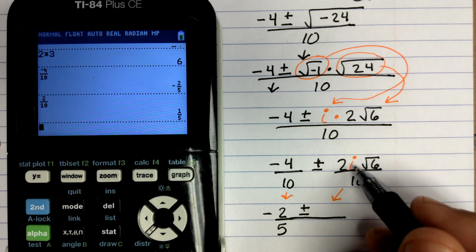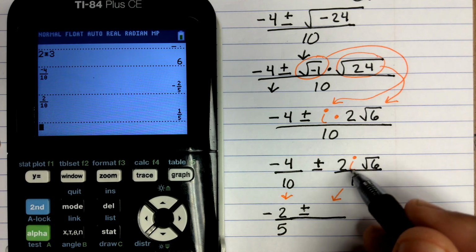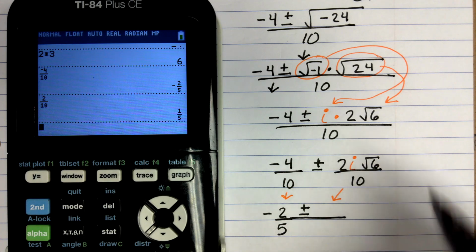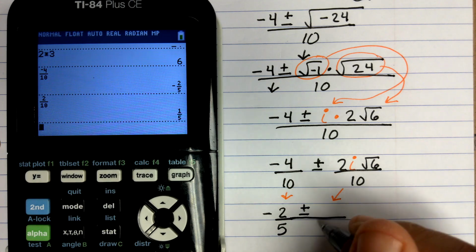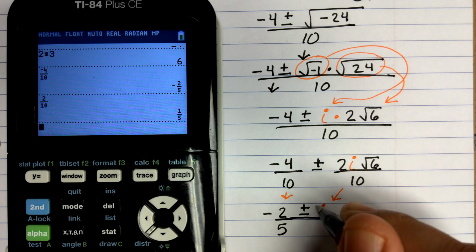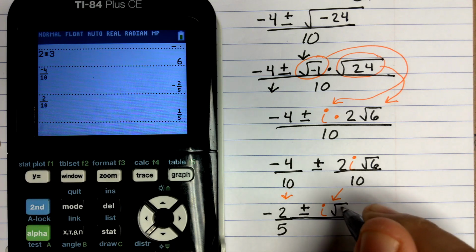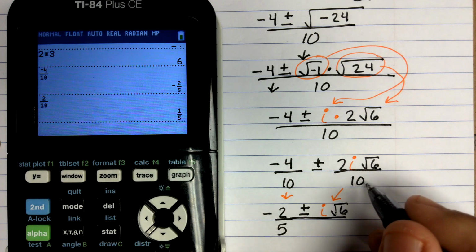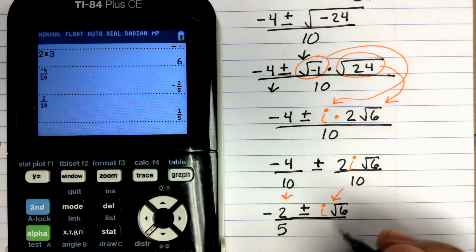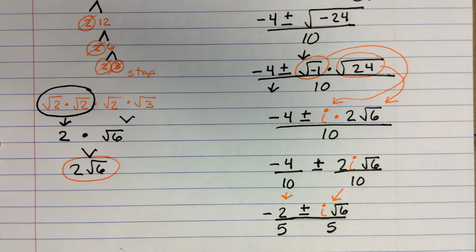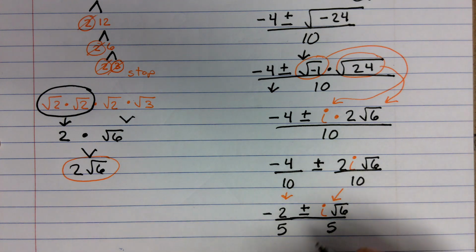Now remember, there's always an invisible 1 in front of the i. So we don't actually have to write a 1 here. We can just simply put the i, because that is 1i. And then square root of 6. And then that 10 turned into a 5. Right? So imagine we had two different fractions here. Right? So I'm just going to rewrite it a little bit simpler.